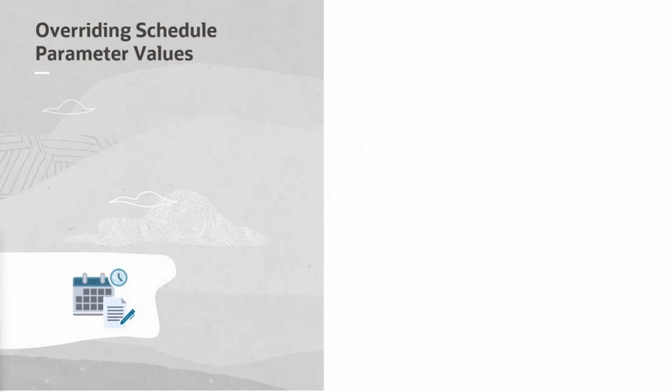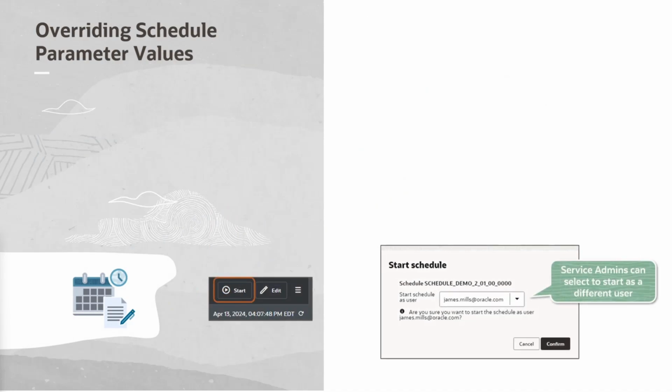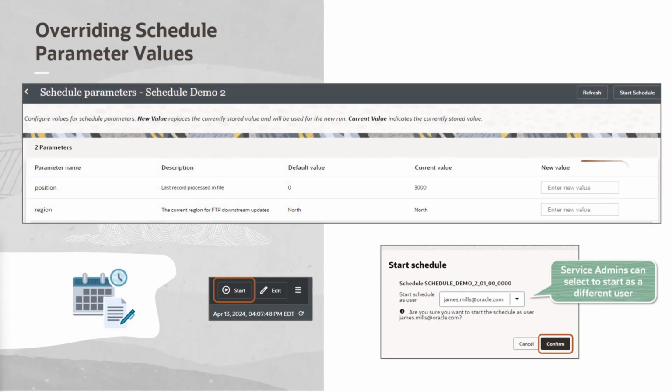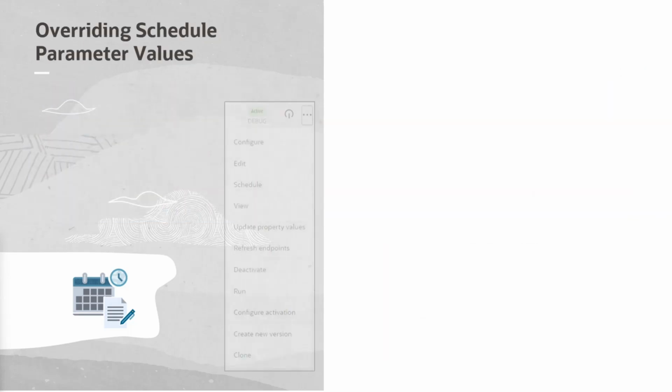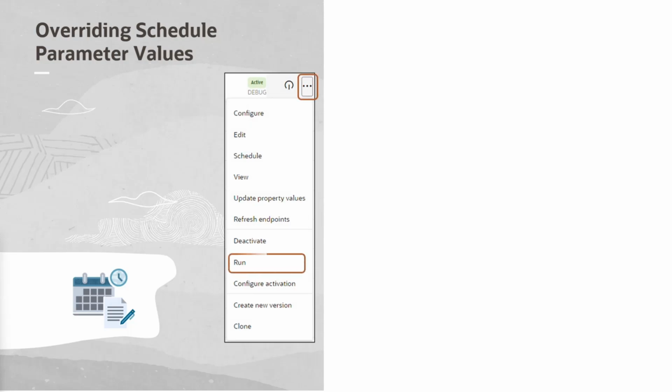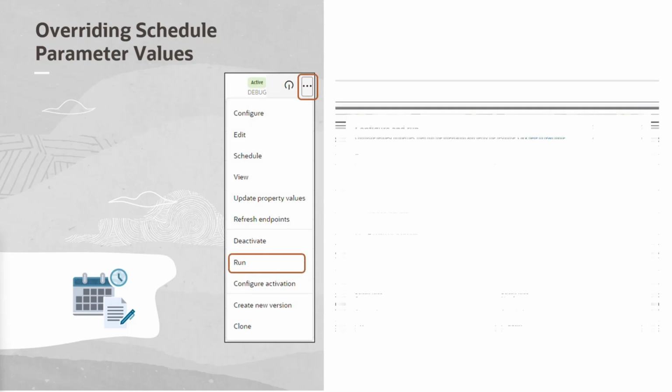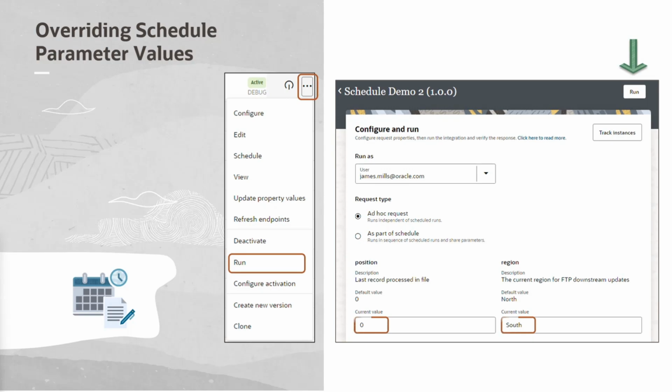You can also manually override parameter values when you start a schedule. Once you have confirmed the user to be assigned for the submission, you'll be prompted to accept the current parameter values, or you can choose to provide new values prior to starting the schedule. Likewise, when you choose to initiate an ad hoc run, prior to clicking the Run button, you'll have the opportunity to override the current value of these parameters.